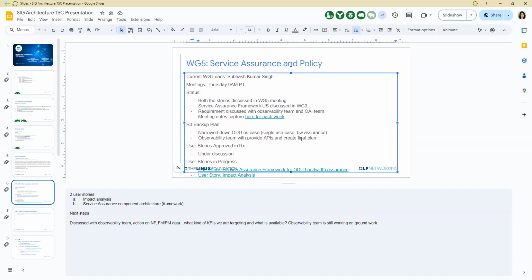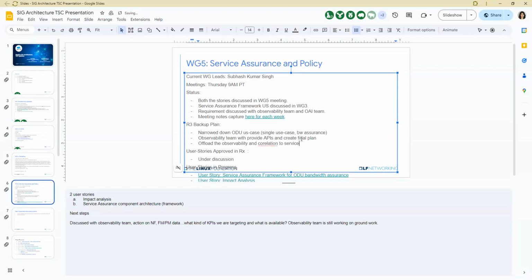Sarah, just to complete this R3 backup plan, you can add a third pointer that we can offload the observability and correlation part to the service assurance. And you discussed with Stephen, and there is some good discussion on that, right? The second is actually with Stephen, and the third one we are currently proposing just to avoid the dependency on the observability. The third one we are proposing in our user story. This is just for the R3. For the clarification, it is just for the R3. And going forward, definitely we will work together with the observability.